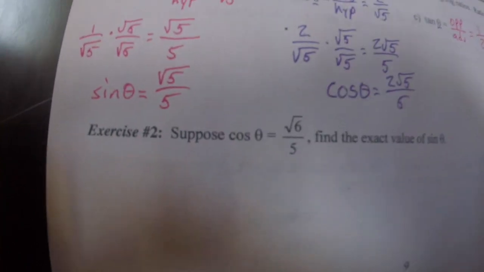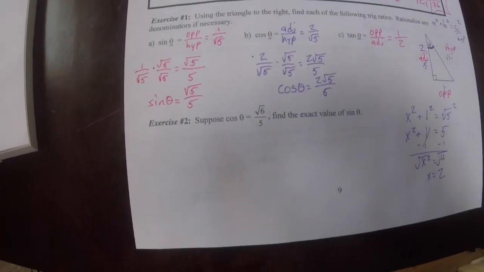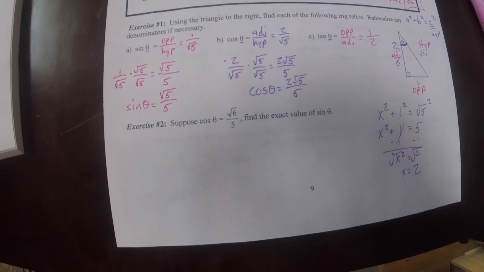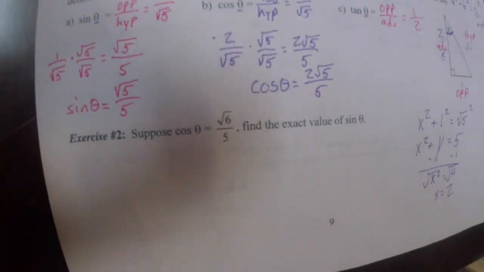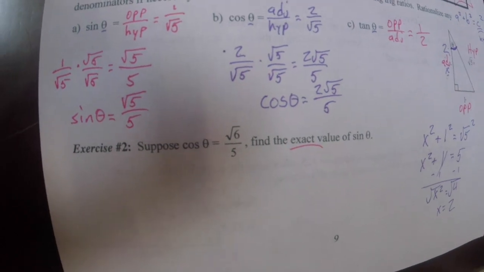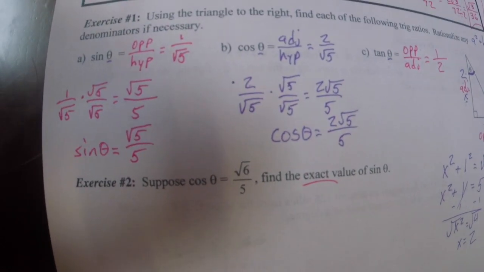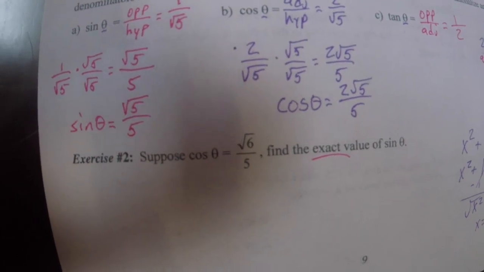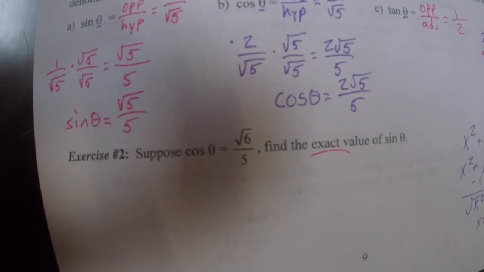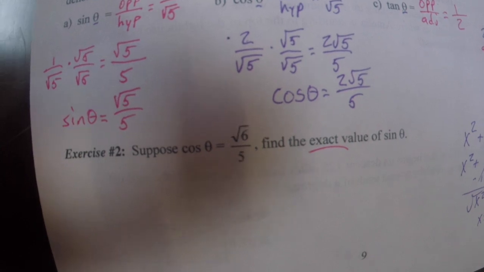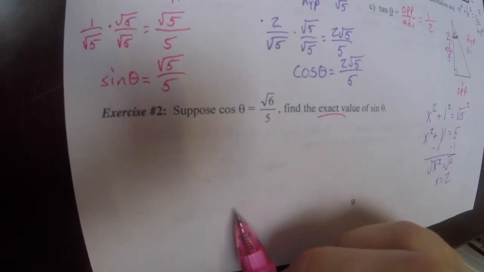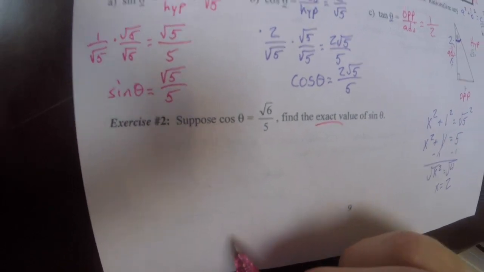All right, exercise number 2. Suppose cosine of theta equals radical 6 over 5. Find the exact value of sine of theta. So whenever you see the word exact, that means they want it in terms of radical. They don't want your answer to be in decimal form. They want it in fraction form, and they want you to leave the radical. Okay, so suppose cosine of theta is radical 6 over 5.